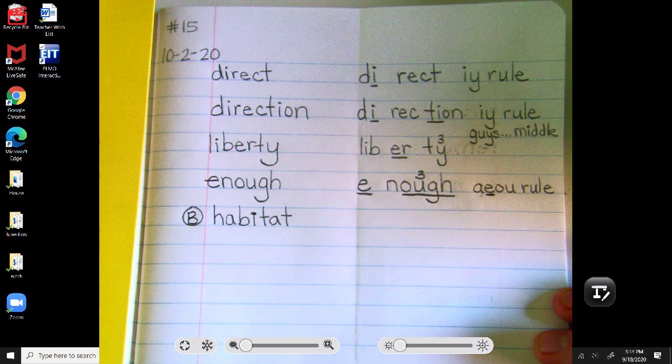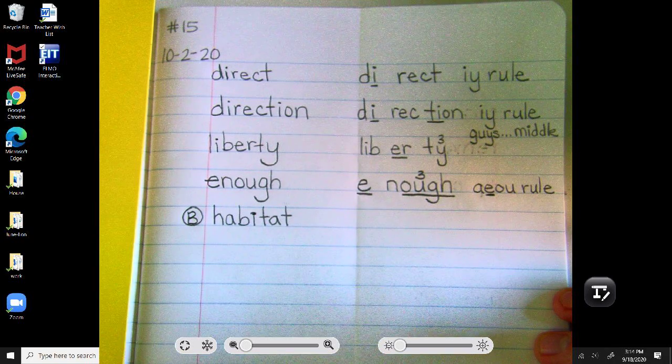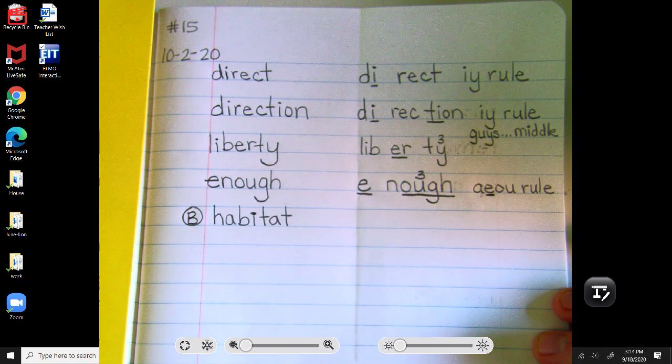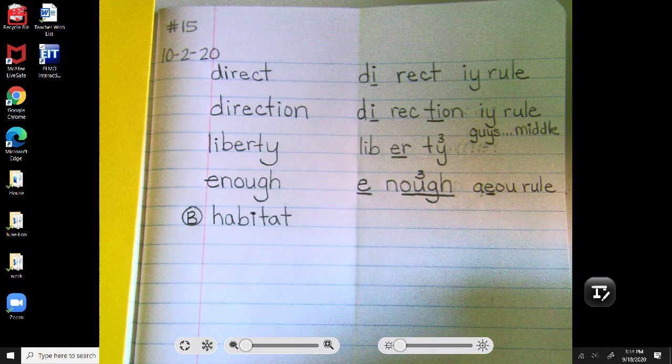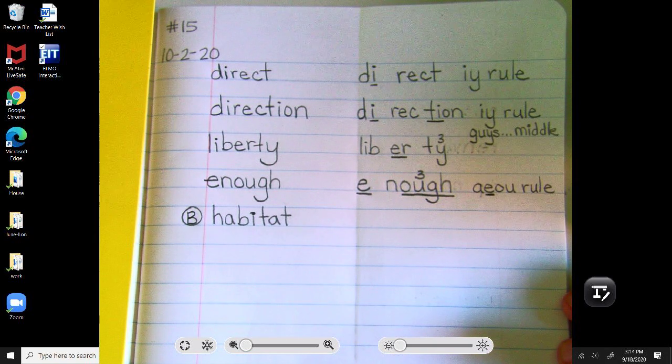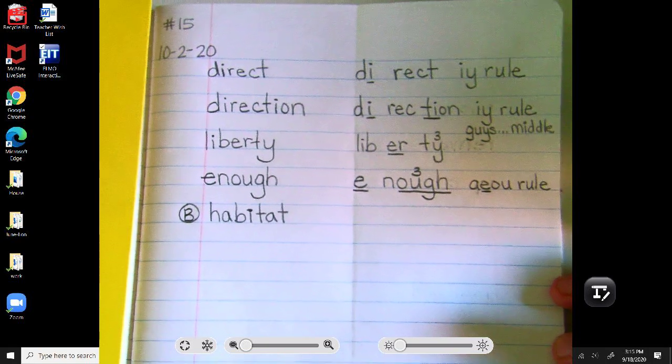When we're able to go back in the school building, right? That is another habitat that is yours. So those together would make your environment. Remember that word from yesterday? So habitat is your bonus word.